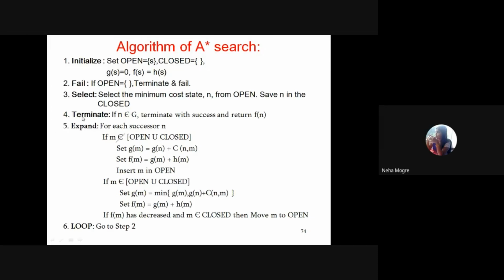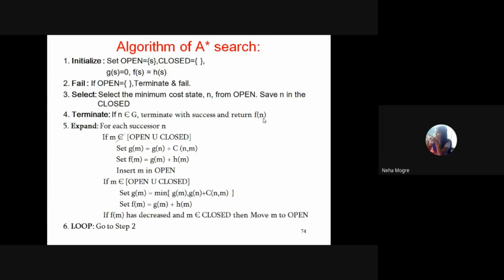Now terminate. If at any time we get a goal state we are going to terminate. If the node is a goal node and we have chosen it and put it in the closed queue, that means we terminate, the end of the problem. So: terminate if n belongs to G, G is for goal. Terminate with success and return the f of n value. F of n will hold the g value and h value, that will be the total cost.